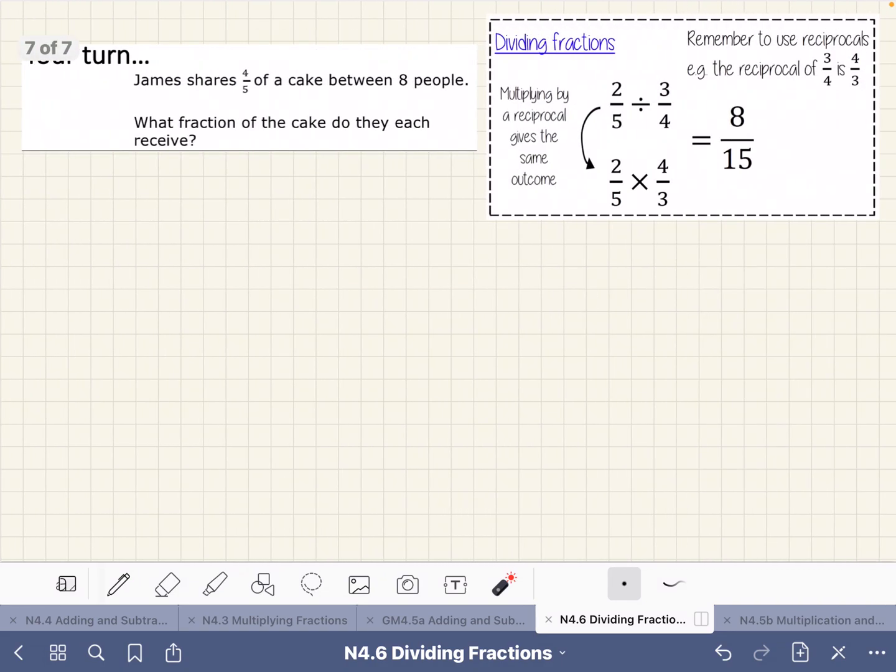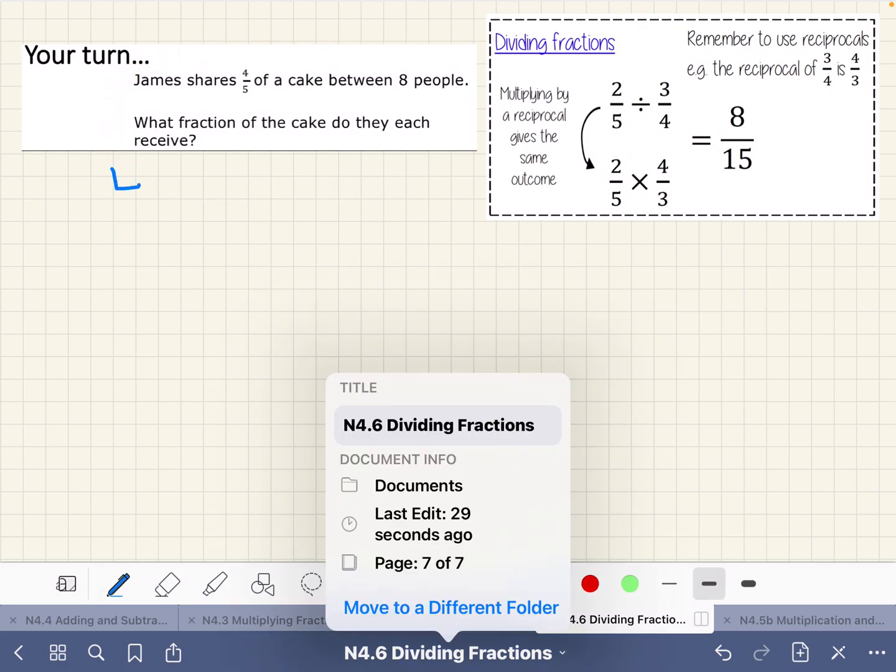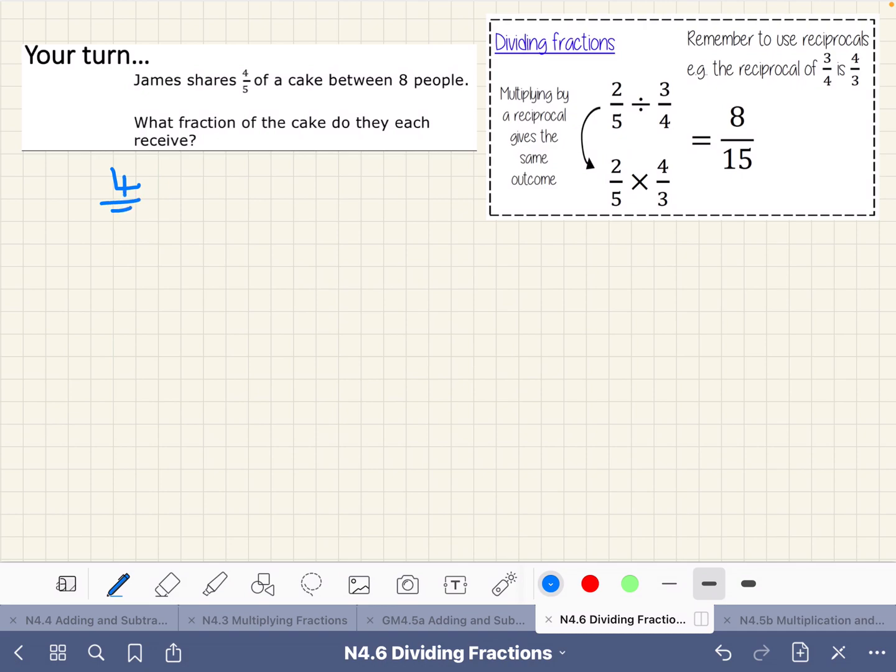Try this question and press pause while you have a go. James shares 4/5 of a cake between 8 people. What fraction of the cake do they each receive? Our job is to change this into a calculation to begin with. So we've got 4/5 that are shared between 8 people.